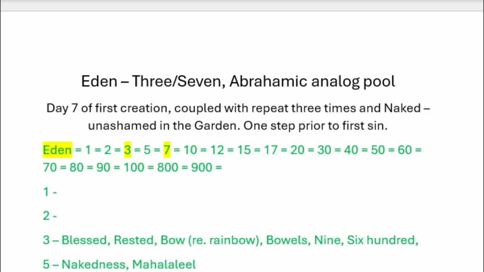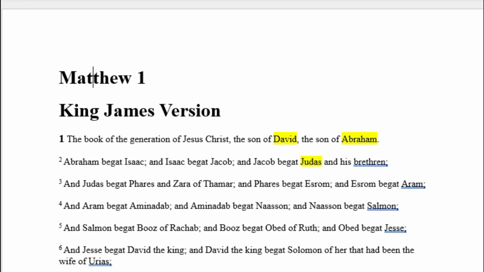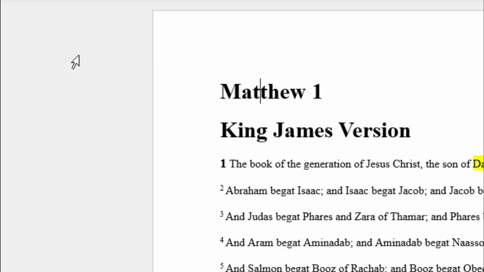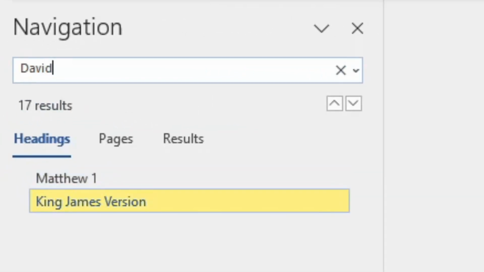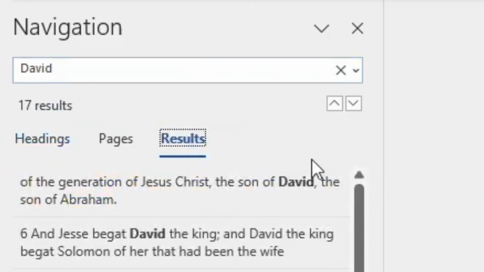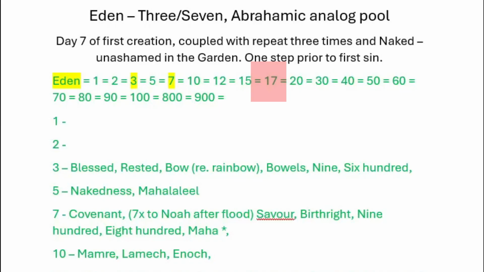Let's go into Abrahamic material, all the way to the New Testament. I don't need to spend a great deal of time with it, but I'm going to quickly go through a few things. I've highlighted the names David, Abraham, and Judas right here. Let's do a search for them and see the appearances. This is the book of Matthew, King James Version. David appears 17 times.